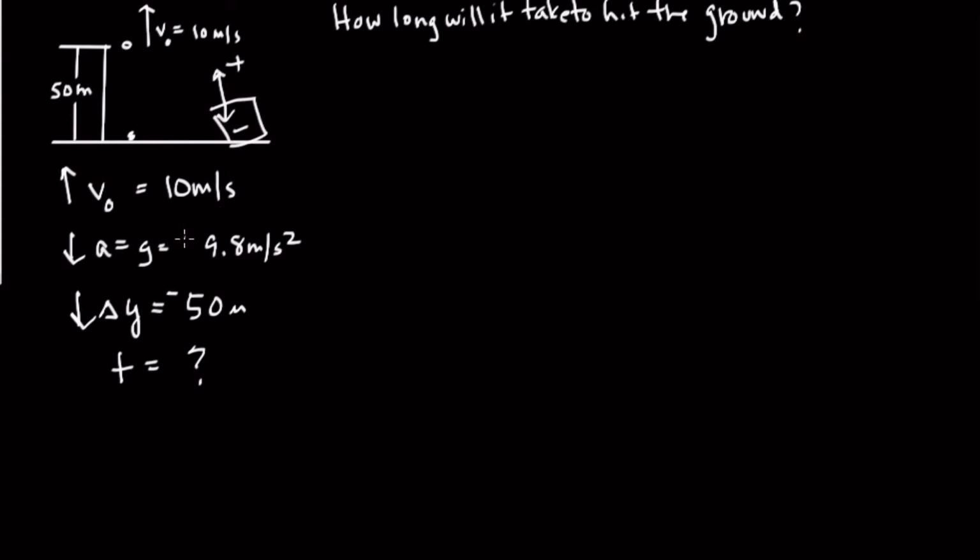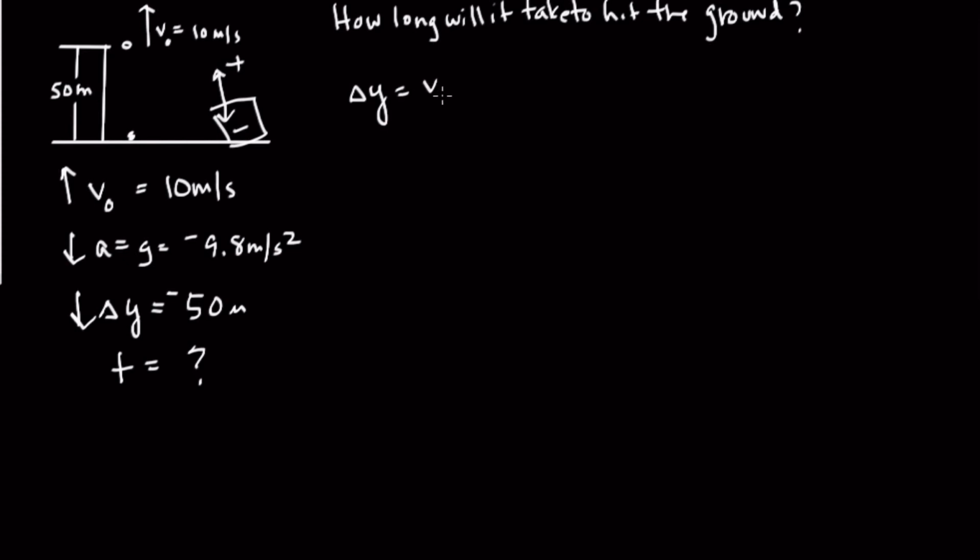So acceleration's pointing down. I'm going to make this negative 9.8. Delta y is downward, so I'm going to make that negative 50. And I have to keep track of these. So again, write your stuff out neatly enough so that you can go back and see where you put the negative signs. In order to find time, I need to find an equation with initial velocity, acceleration, displacement, and time, and it is that same equation we've been using.